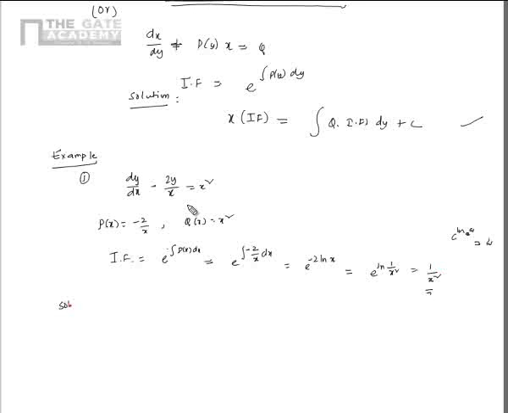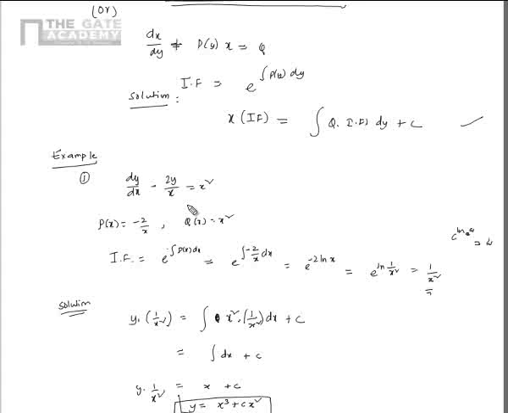Now the solution is quite simple. y into the integrating factor, which is 1 by x square, is equal to integral q into the integrating factor. Q is x square and the integrating factor is 1 by x square, dx plus c. The x square cancels, so it is integral dx plus c. Integral dx is x plus c. So y into 1 by x square is equal to x plus c. Multiplying both sides by x square, y is equal to x square times x plus c, that is, c x square. This is your solution for the given differential equation.